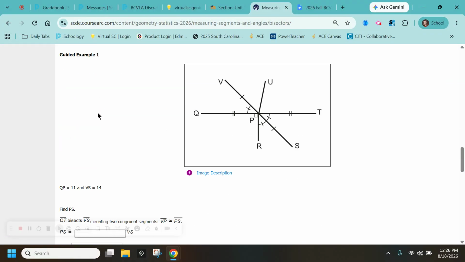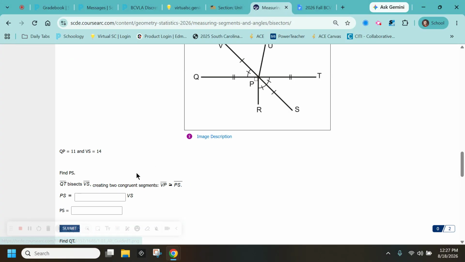We're going to jump down to guided example 1. So segment QP is 11. That's from here to here. And then VS is 14. That's the whole thing. Find PS. So line QT bisects segment VS, creating two congruent segments, VP and PS. So PS is going to be half the length of VS, and since VS is 14, half of 14 is 7.